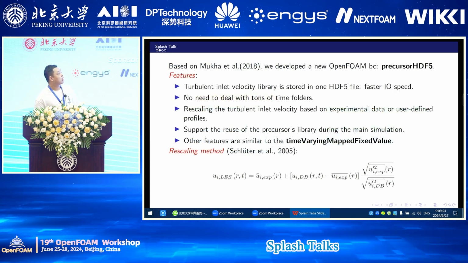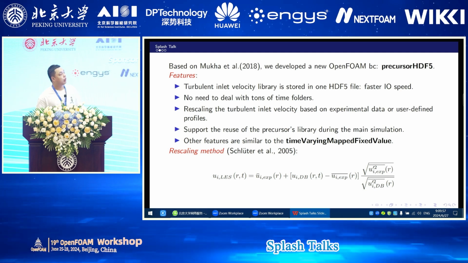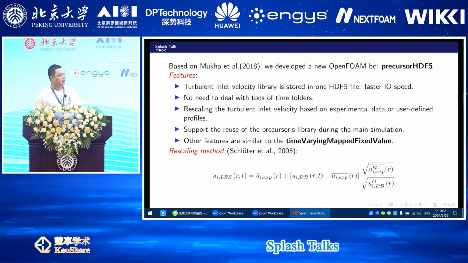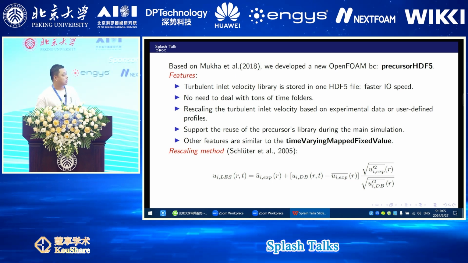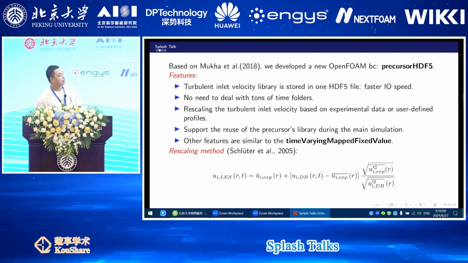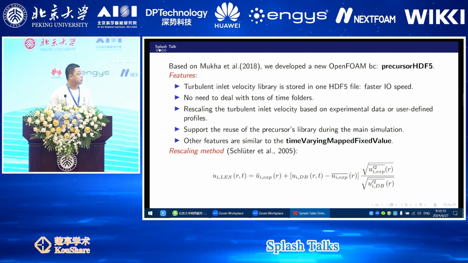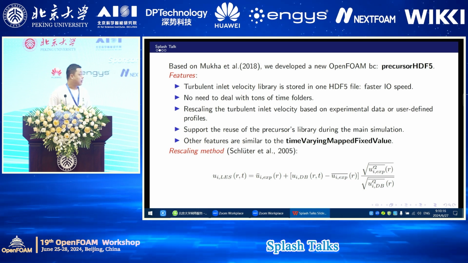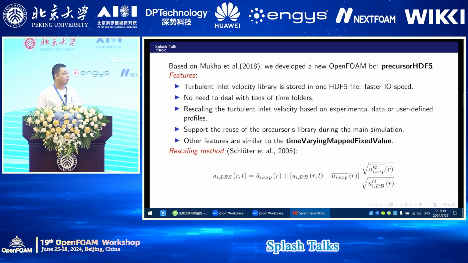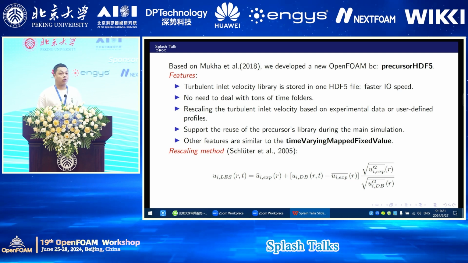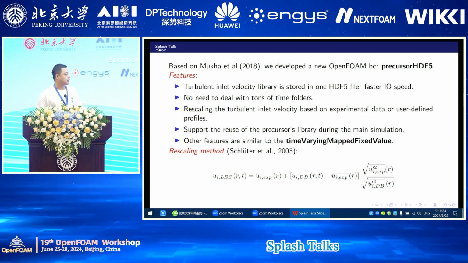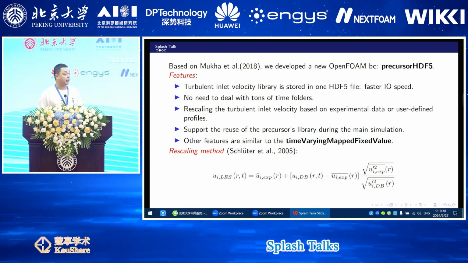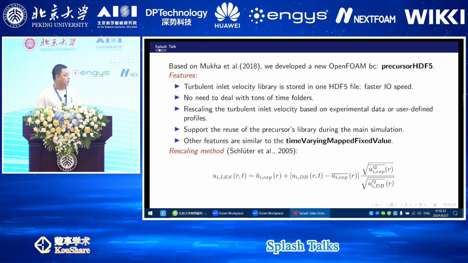So based on the work of Mukha, we developed a new OpenFOAM boundary condition, precursor HDF5, compared to the original time-varying mapped fixed value method. It has the following features. First, the HDF5 library file provides faster I/O speed, and so there is no need to deal with tons of time folders or velocity folders. And you can rescale the turbulent inlet velocity based on experimental data or your user-defined profiles. And most importantly, it supports the reuse of the precursor library during the main simulation.